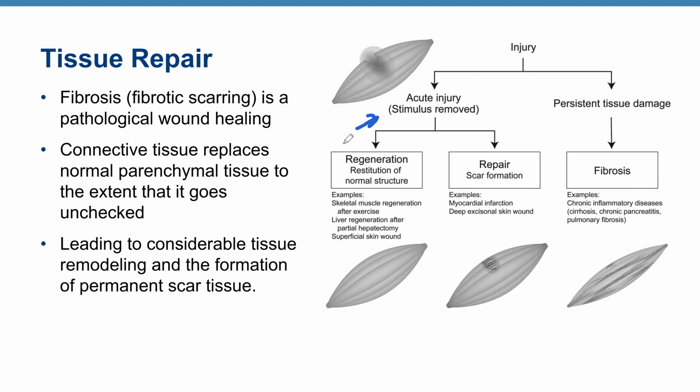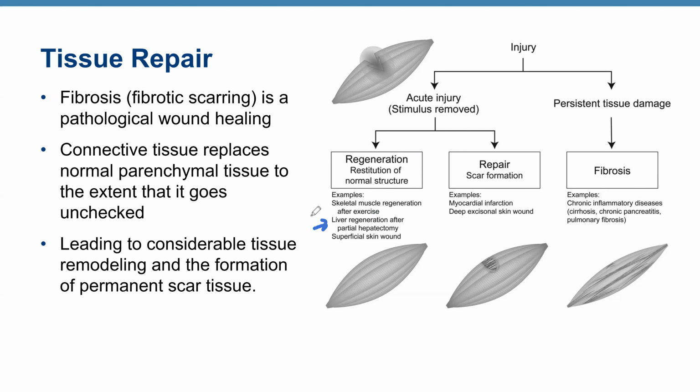So let's look at acute injury. When the stimulus is removed, then tissue can repair or heal. It can heal through regeneration, and regeneration means restitution of normal structure. So you replace damaged tissue with the same tissue type, and the tissue type replacing the damaged tissue has the same structural and functional characteristics. So for example, skeletal muscle regeneration after exercise: it's a very small damage to your muscles, and the tissue can regenerate.